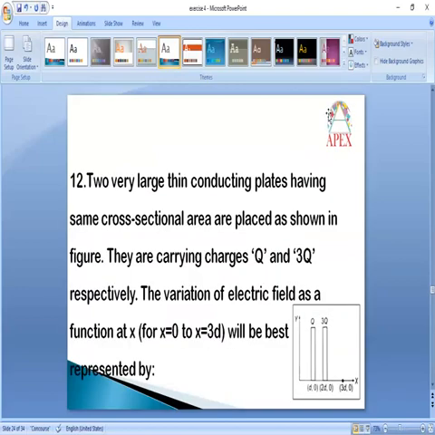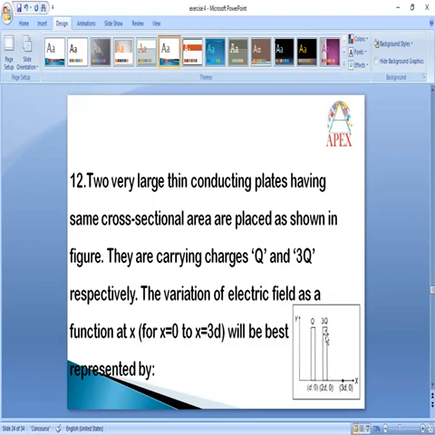Next, question number 12. Two very large thin conducting plates having small cross-sectional area are placed as shown in the figure. They are carrying charges Q and 3Q respectively. The variation of electric field as a function of X will be best represented by. So the variation of electric field is what they are asking us to calculate here.